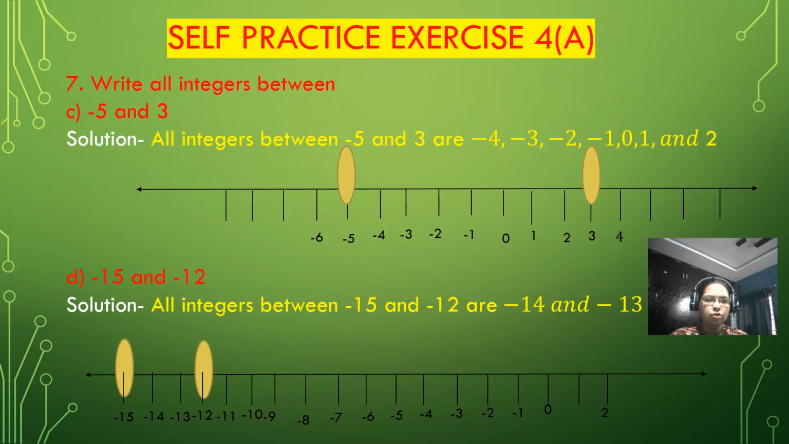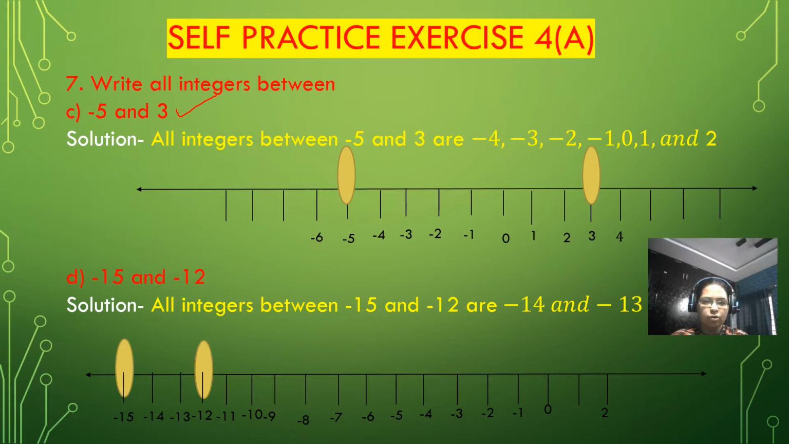Now we will solve question number 7, third bit C. Write all integers between -5 and 3. We have to find all integers between -5 and 3. First we represent the numbers -5 and 3 on a number line.